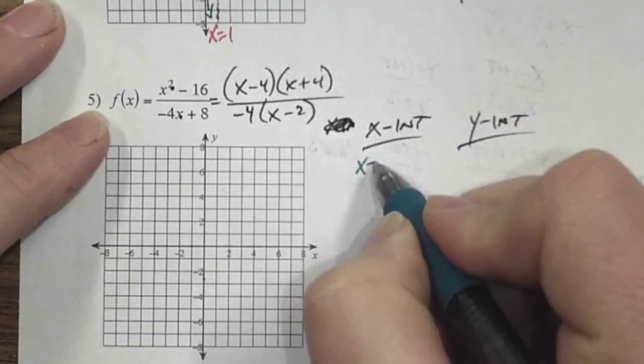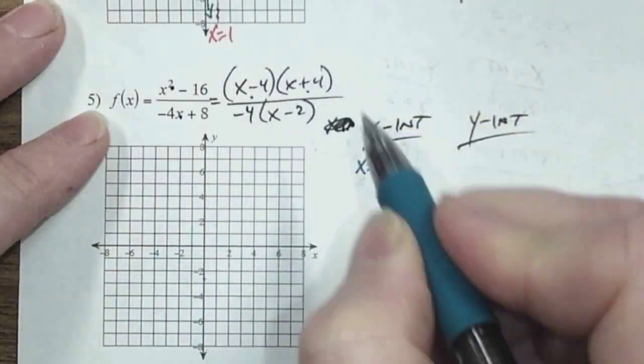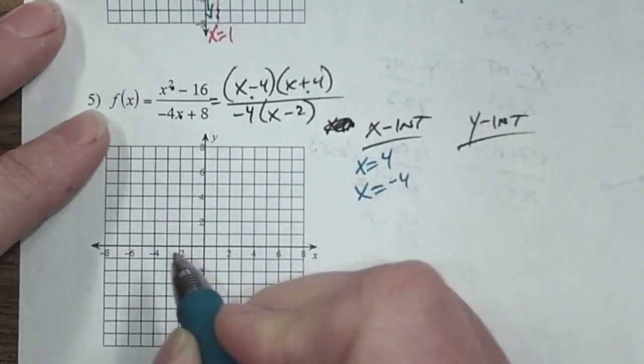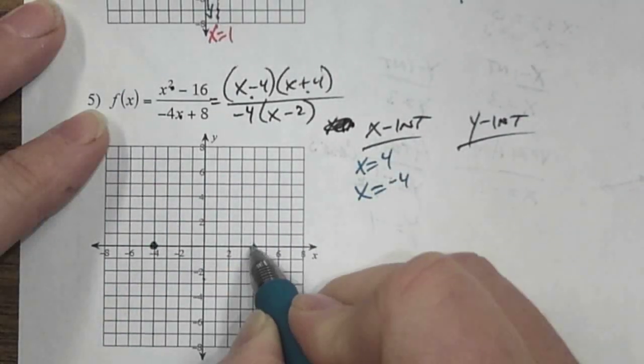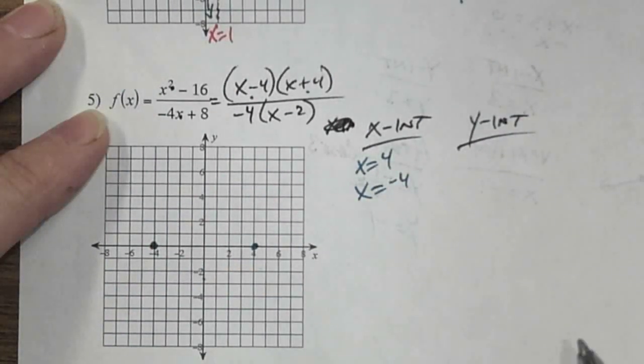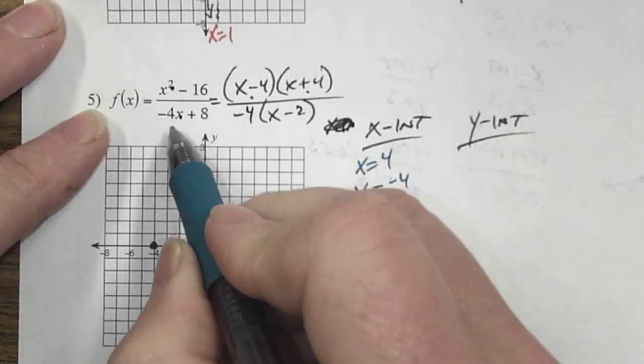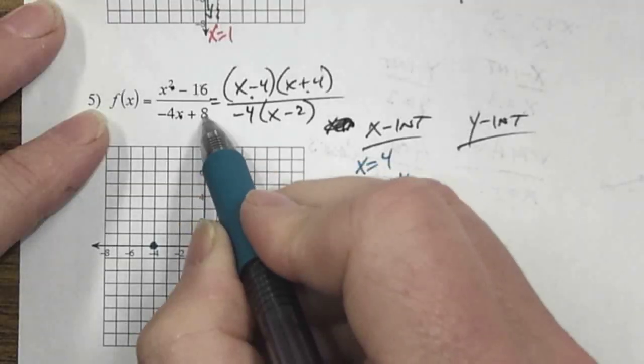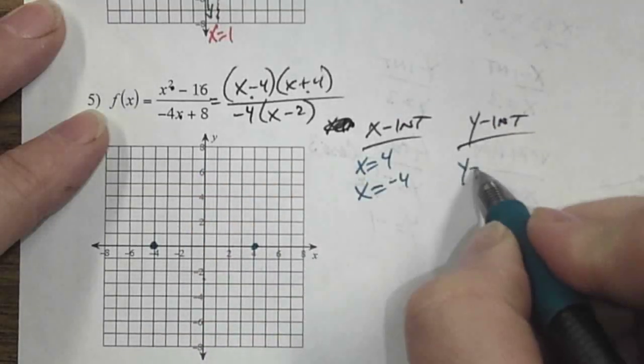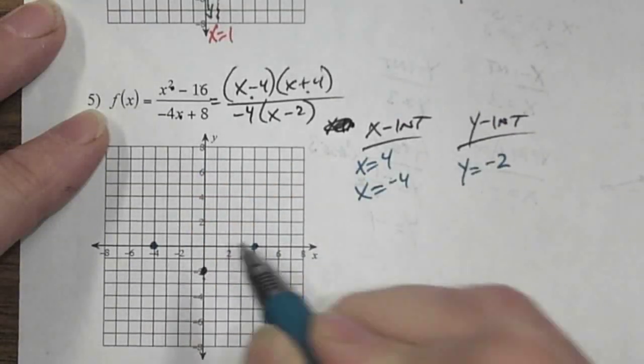X-intercept: numerator is 0 at x equals positive 4 here, negative 4 there. Y-intercept, let's plug in 0. I like to go back here. Plug in 0, get negative 16 on top, plug in 0, 8 on the bottom. Negative 16 over 8 is negative 2.